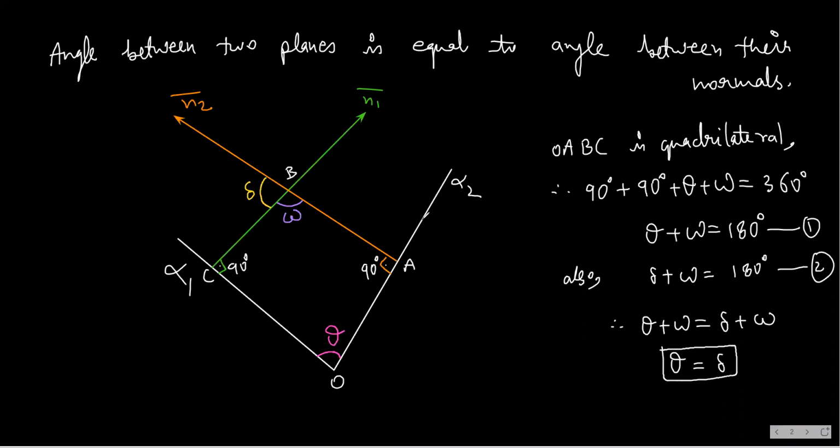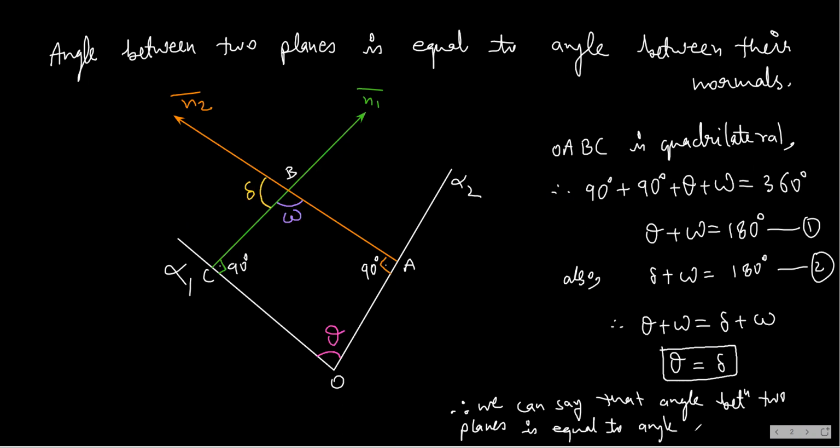Got that? So here, therefore, we can say that the angle between two planes is equal to the angle between their normals. I hope it's clear to you.